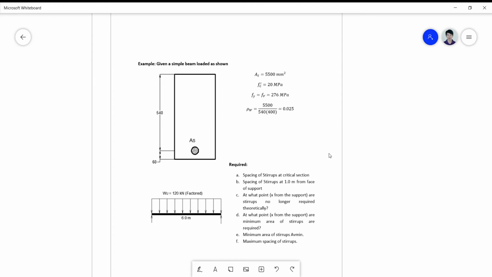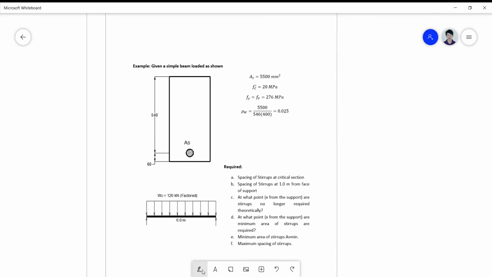We also have the material properties: Fc prime is equal to 20 megapascal, Fy is equal to Fb, which is equal to 276 megapascal. Your beam width here is not indicated, but it's actually 400 millimeter. So our units are all in millimeter, megapascal, and millimeter square.